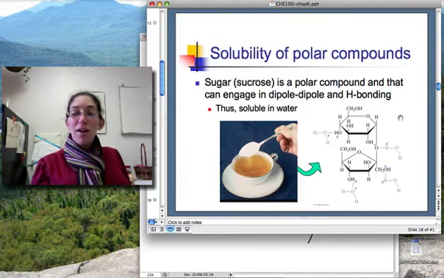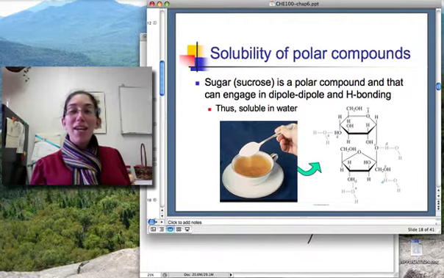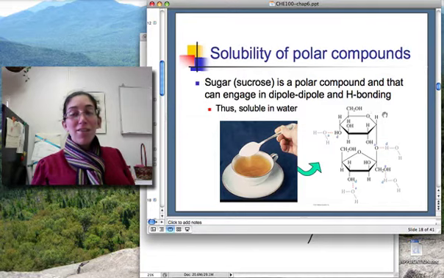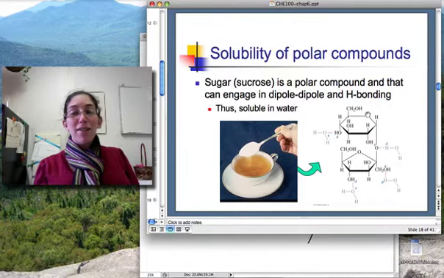So first of all, can sucrose engage in hydrogen bonding with water? Does it have any hydrogen bond acceptors or any hydrogen bond donors? And the answer is yes to both. So for instance, this oxygen right here could be a hydrogen bond acceptor only, just like this oxygen right here is a hydrogen bond acceptor, because it doesn't have any hydrogens bound to it, so it can only be an acceptor.